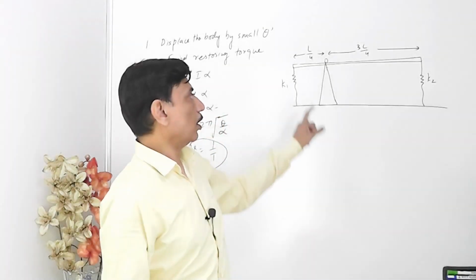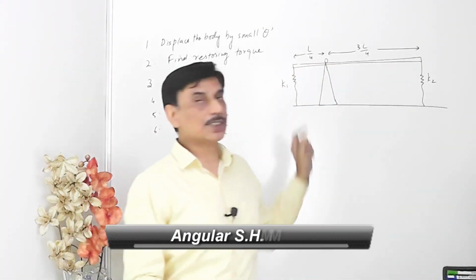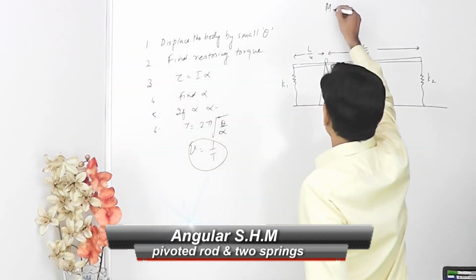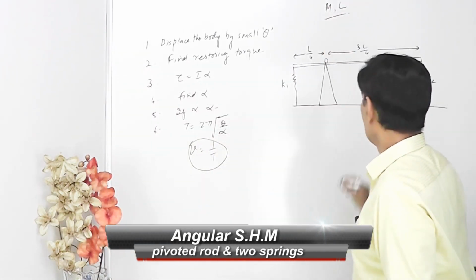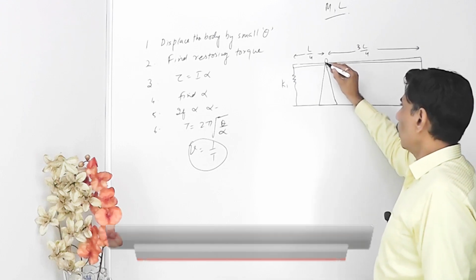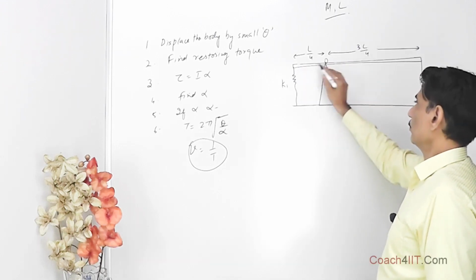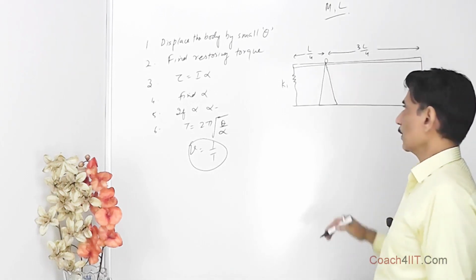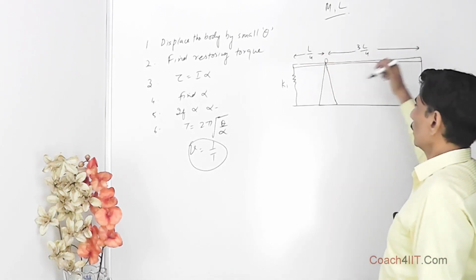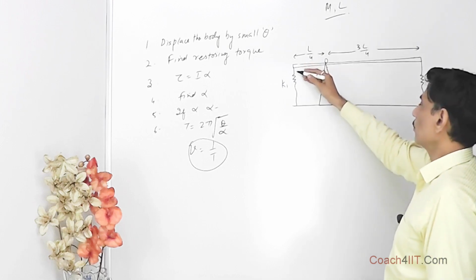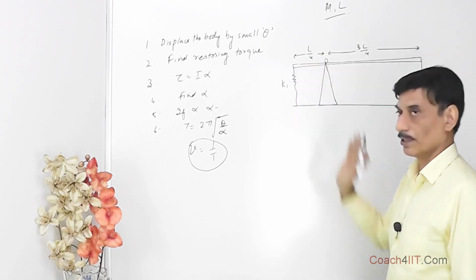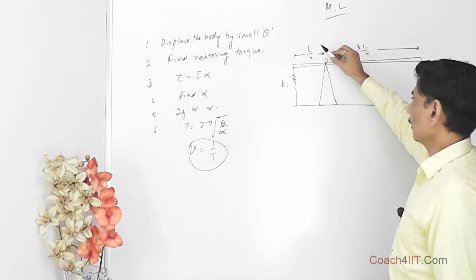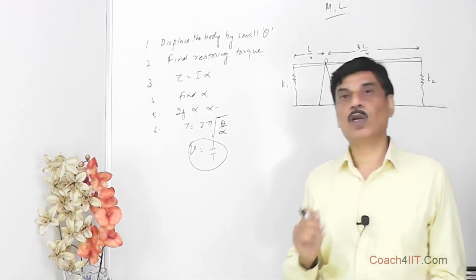For example, we have a rod where the mass distribution is uniform. It has a mass m and length L. It is fulcrumed at point O, so that the distance from this end is L by 4. Obviously from here it is 3L by 4, and right now this is horizontal, and these springs have spring constants K1 and K2 and they are vertical. If displaced by a small angle theta, we have to find the time period of the small oscillations.